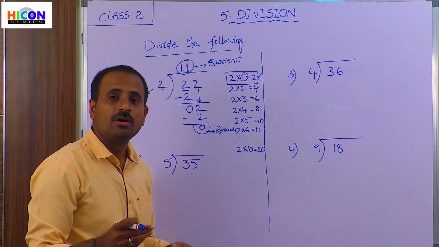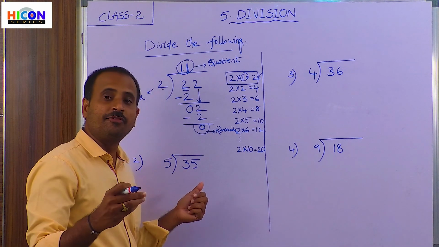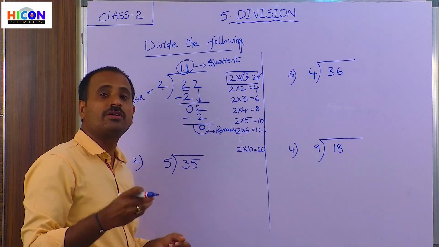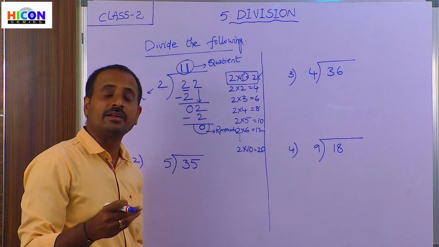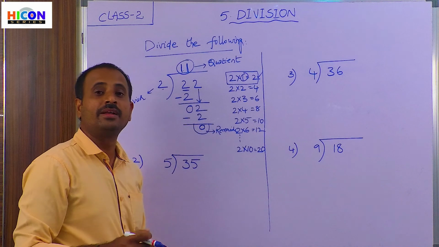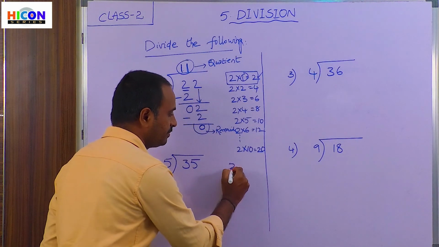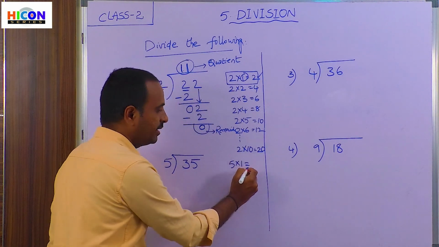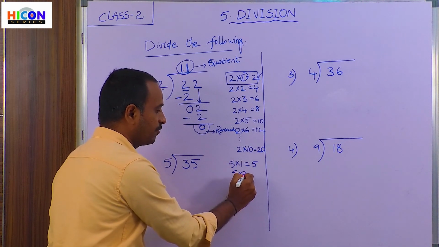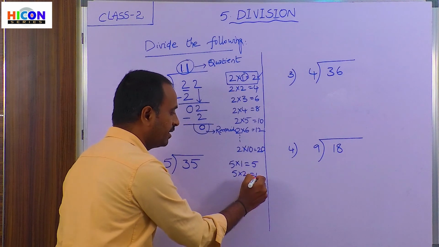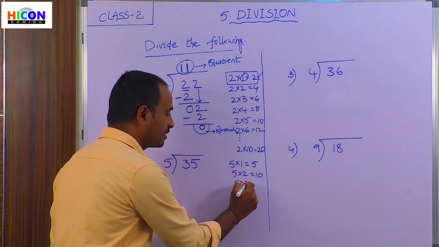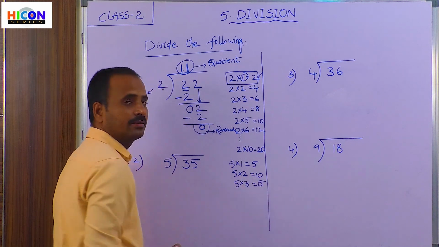So let us check when does the number 35 come in the fifth table? Let us recall, let us memorize the fifth table. 5 ones are 5. So if you take one time, we will get 5. And again, take 2 times, that is 5 twos are 10. And again, take 3 times, that is 5 threes are 15.